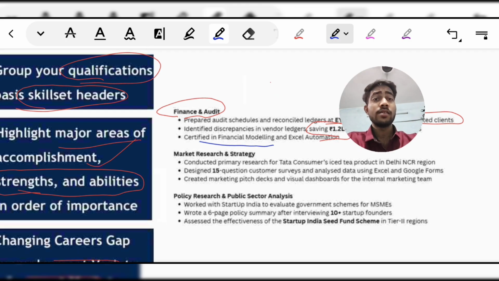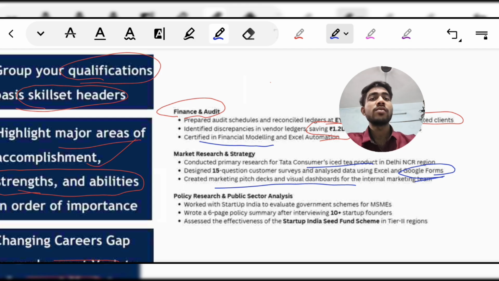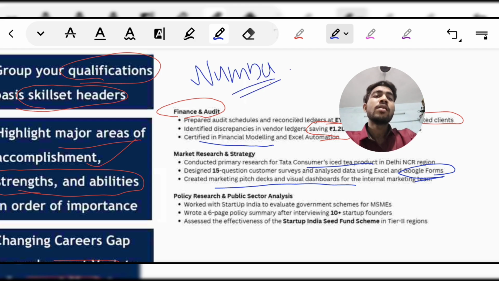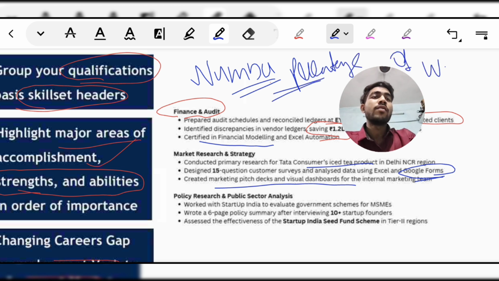The next internship is in market research and strategy. They write that they conducted primary research on consumer data and designed a 15-question customer survey, and analyzed the data using Excel or Google Forms. They also mention creating a marketing pitch with visual dashboards. In every internship or project, they mention the number or percentage of work.